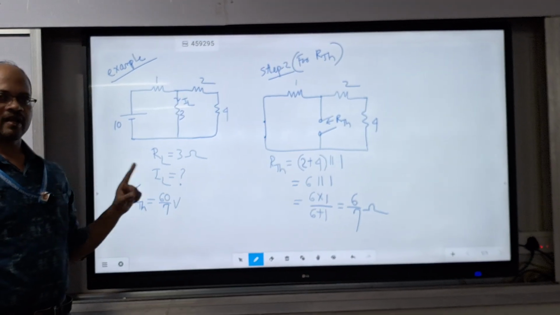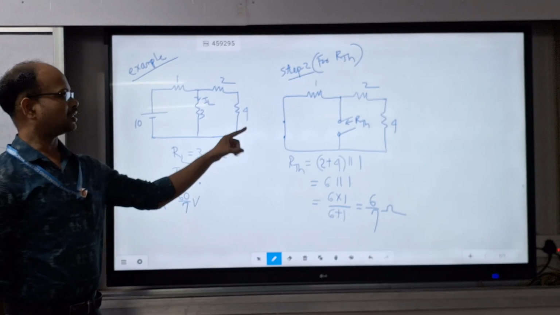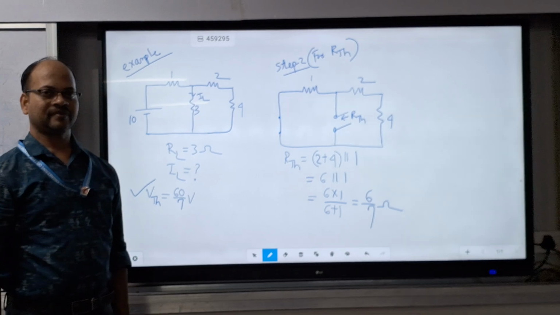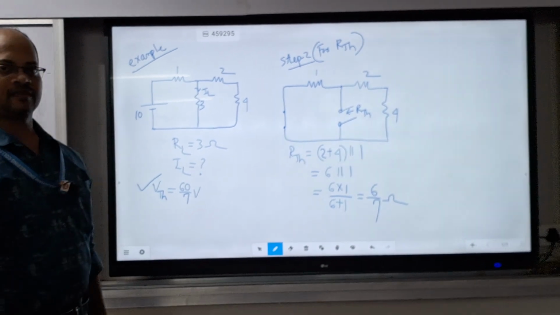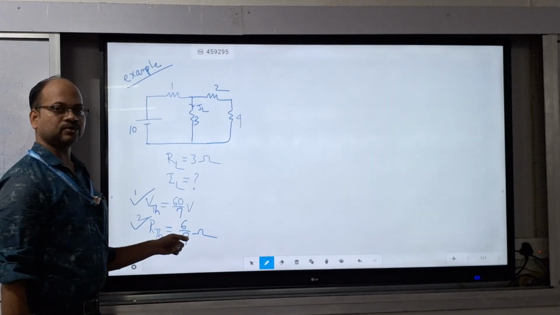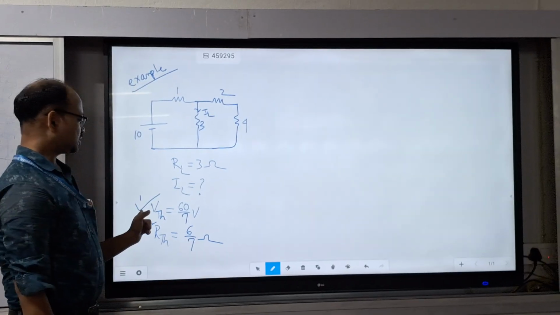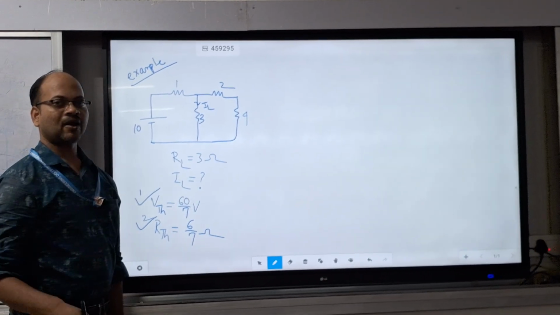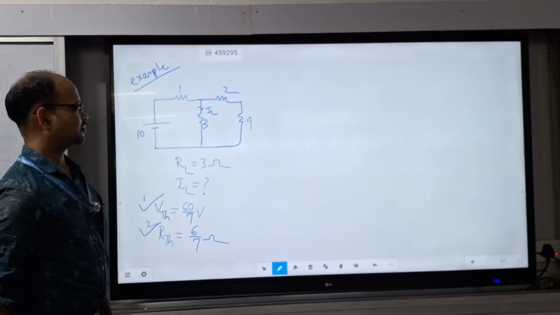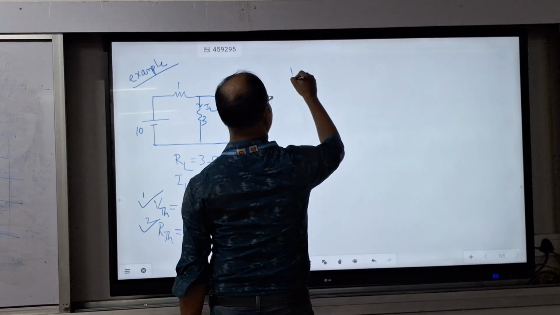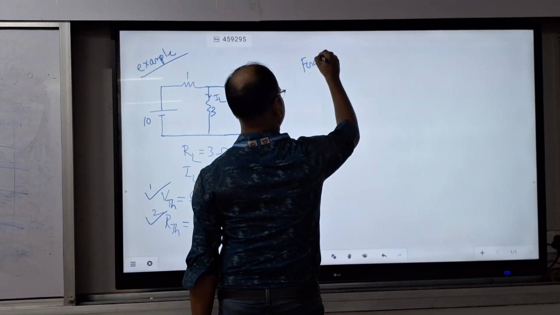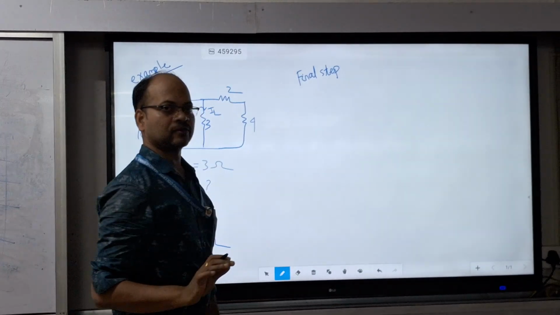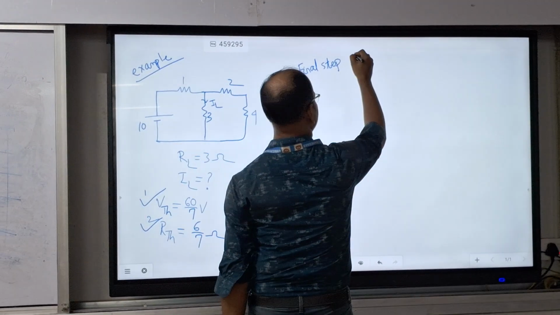Okay. So step 1, VTH, is over, and step 2, RTH, is over. Now we will go to step 3, that is the final step. We are getting RTH is equal to 6 by 7. VTH we got in step 1, RTH we got in step 2. Now, in the final step, what we have to do? We have to calculate the load current, that is I.